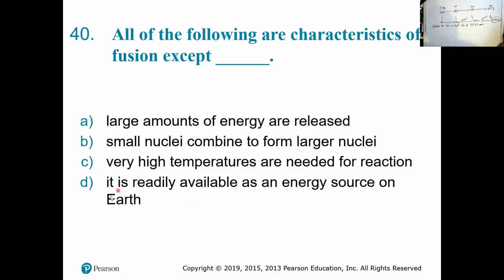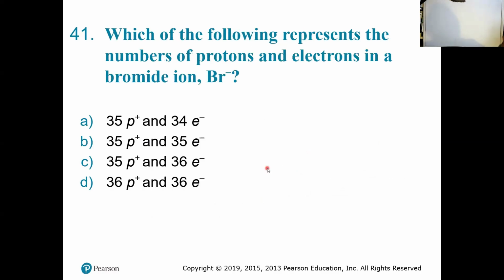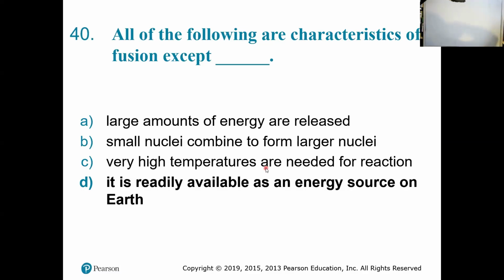Very, very hot. It is readily available as an energy source on Earth. This last statement is the untrue statement. The temperatures that fusion occurs at are so high that we actually can't harness it anywhere on Earth. All right, so I think, yep, those were our chapter 5 questions. So we're gonna work on some of the chapter 6 questions next, and we'll see how far we get.